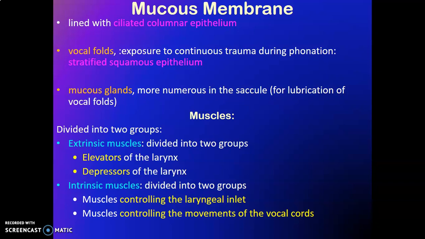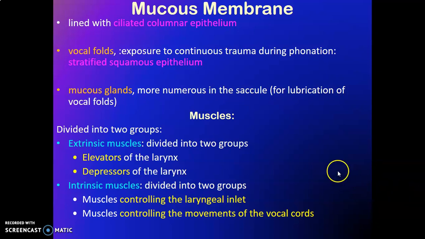We had discussed the mucous membrane made up of ciliated columnar epithelium and the vocal cords. Due to continuous trauma during phonation, they have stratified squamous epithelium. Then we mentioned that you have mucus glands that produce mucus to lubricate the vocal cords, the vocal folds. So that's it about the mucous membrane. Then we talked of the muscles being divided into two, the extrinsic, which are elevators and depressors of the larynx, and the intrinsic, which control the inlet of the larynx and also control the movement of the vocal cords.